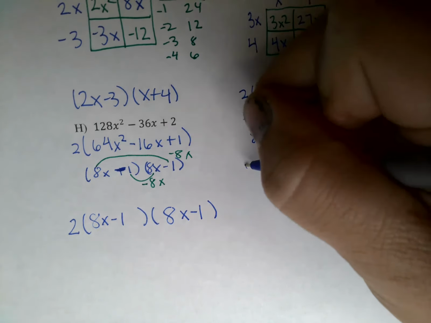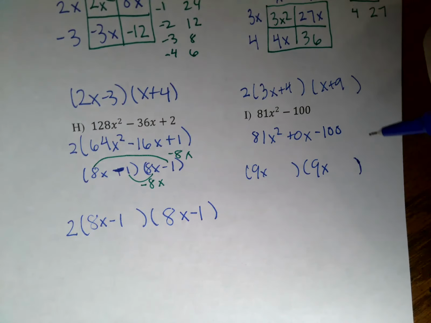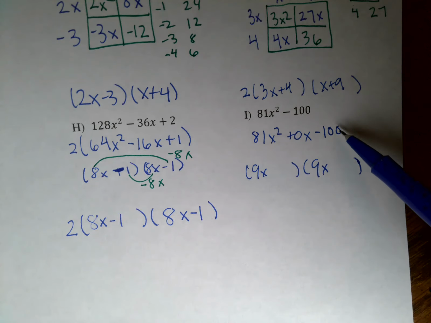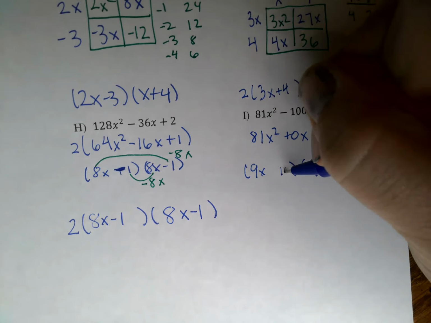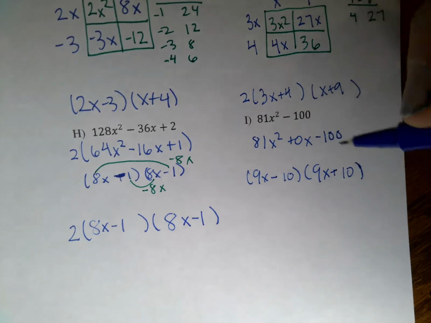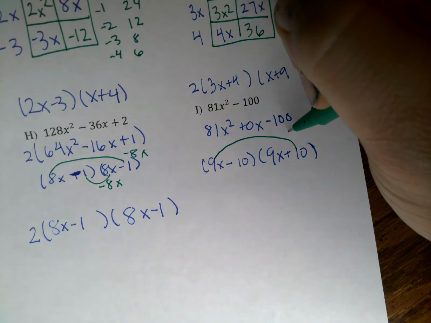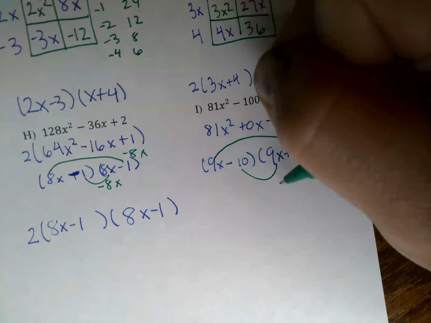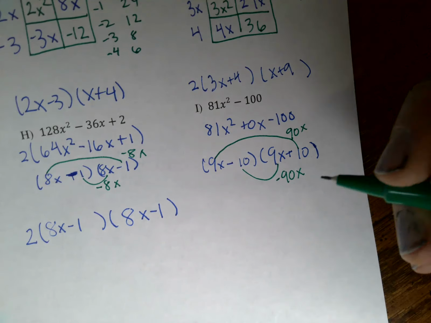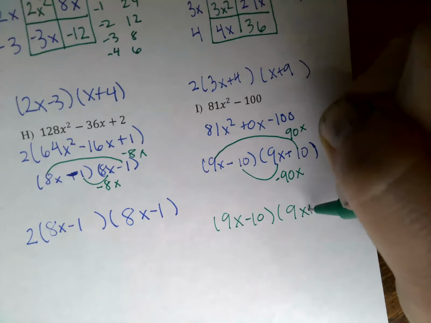Since these are special numbers, I'm going to test my special numbers first. The square root of 81 is 9, so 9 times 9 gives me 81. Two numbers that multiply to get 100 that are the same would be 10 and 10. They need to multiply to get negative, so one has to be positive, one has to be negative. Now I'm going to check my outside and my inside. My outside would give me a positive 90x. My inside would give me a negative 90x. And together, they equal 0. So my final answer here would be 9x minus 10 and 9x plus 10.